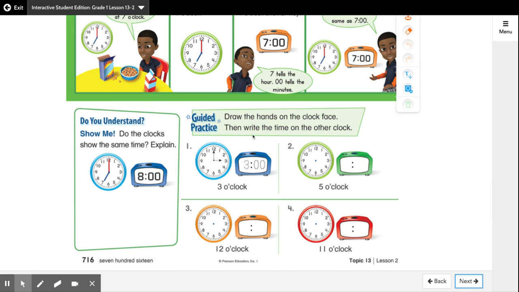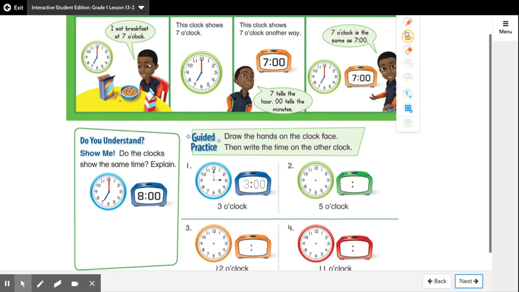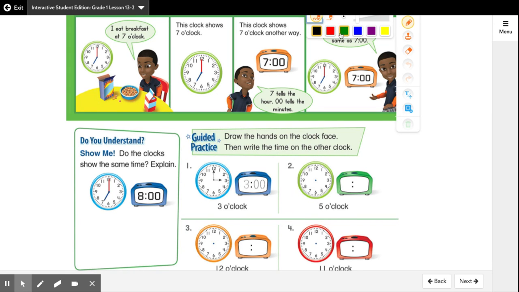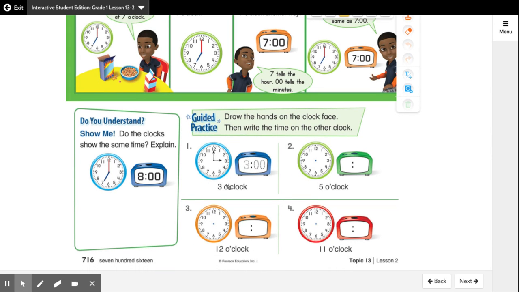All right, they want us to draw the hands on the clock face and then write the time on the other clock. All right, so I need your help here. Here they did number 1 for us. It says 3 o'clock. Okay, they have the hour hand pointing to the 3 and the minute hand pointing to the 12 because remember, they said o'clock. And to show the same exact time on the digital clock, you would put 3 for the hour and the 00 for o'clock.